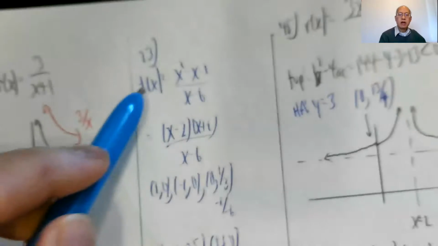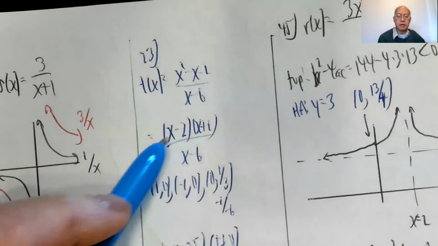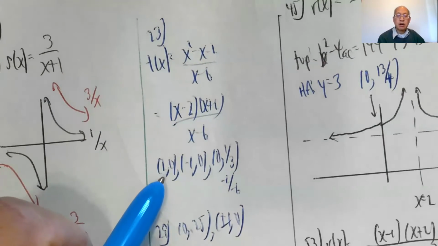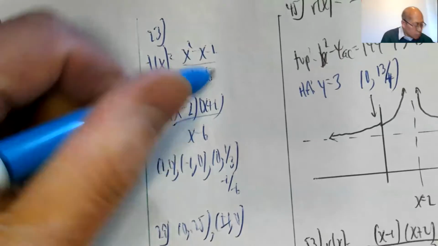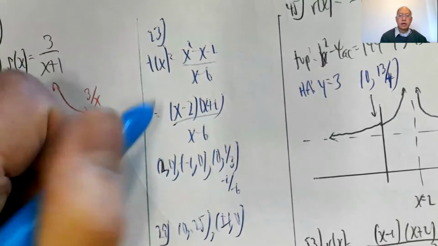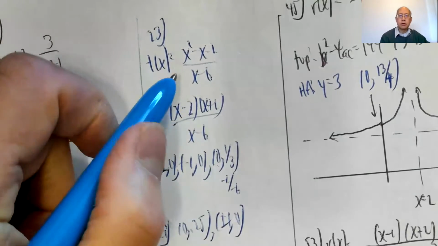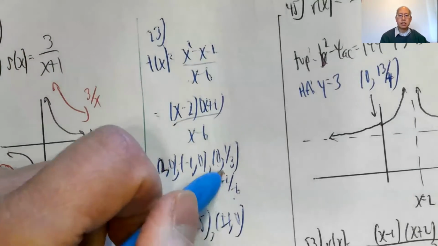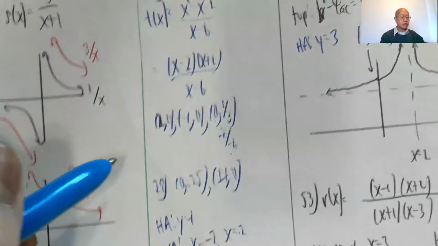Okay, 23. Factor the numerator into x minus 2, x plus 1 over x minus 6. So the intercepts are 2, 0. We can read 2 there. 2, 0, -1, 0, and 0, 1/3. Put in 0: 0, 0, minus 2, 0, minus 6. So -2 divided by -6 is 1/3. So those are my intercepts.